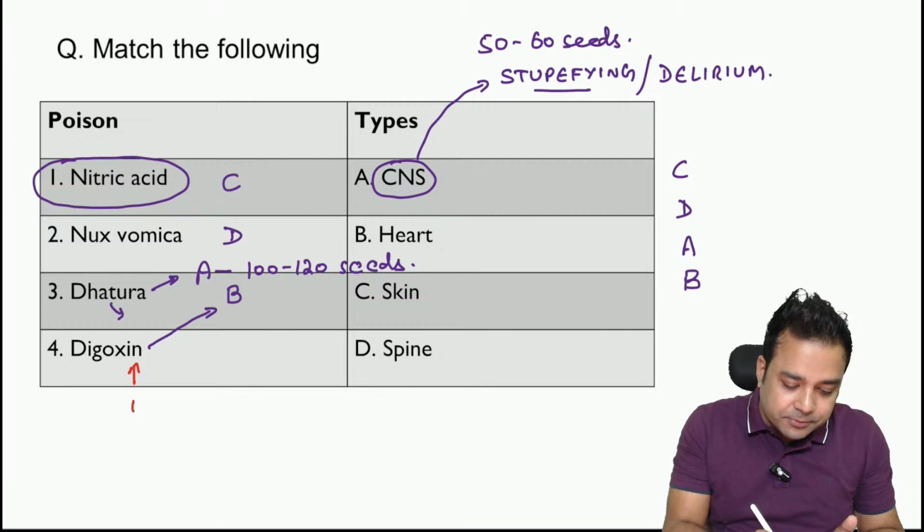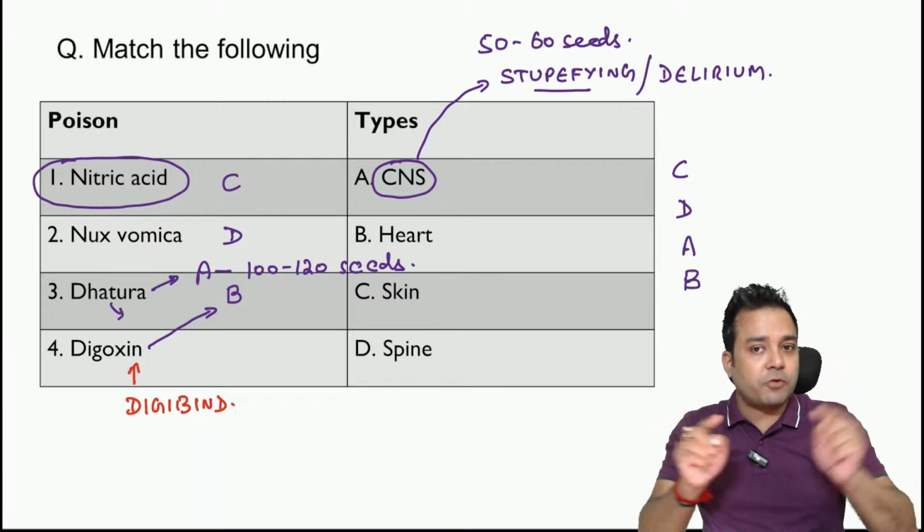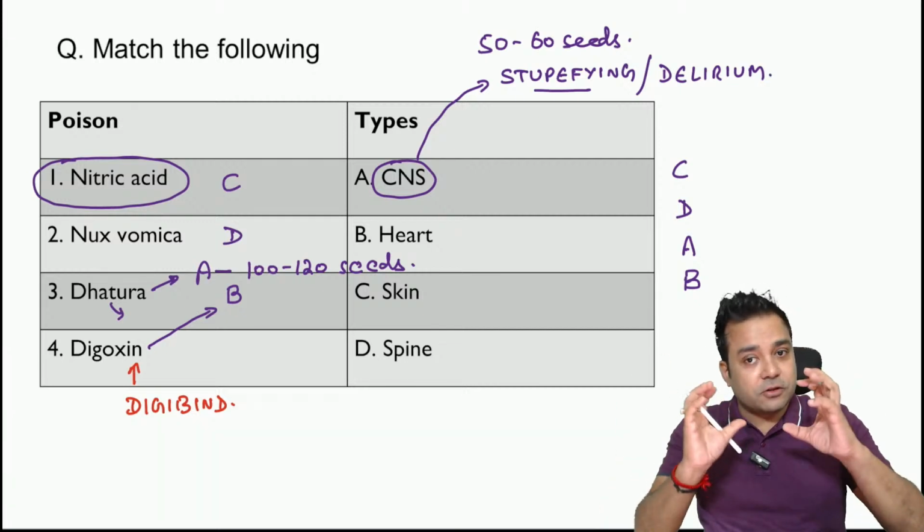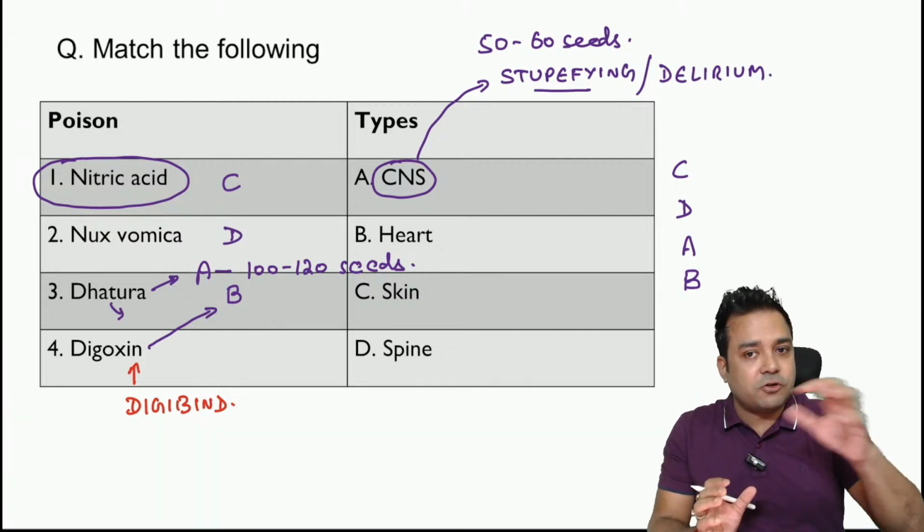Antidote here is Digibind, Fab fragment of digoxin antibody. So this is what we are going to do with each and every question. We will cover those particular topics and the terms in totality.